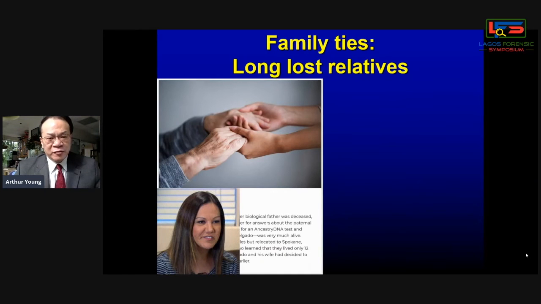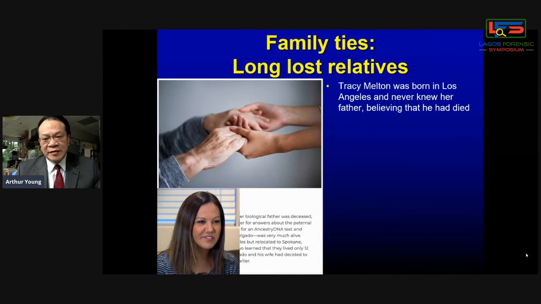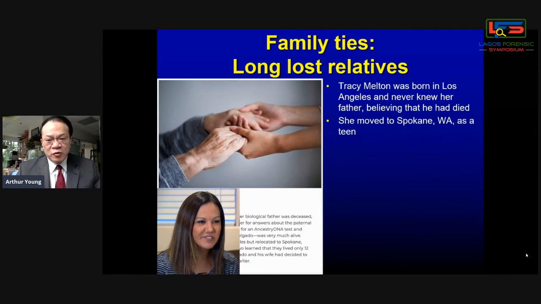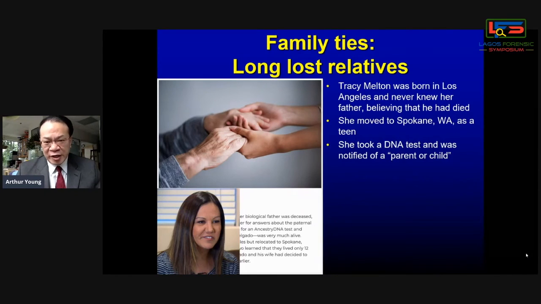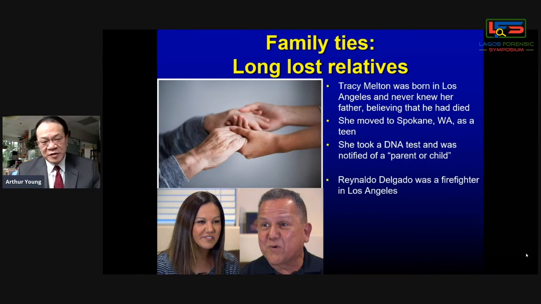Here we have close encounters. Here is Tracy Melton, and she was born in LA. She never knew her father, and she had been told that her father had actually died. She moved to Spokane, Washington as a teenager, and she took a DNA test, and she was notified of a parent or child match. Now, obviously, most women are aware of the number of children that they have, and so she had all the children that she was supposed to have, so this could only have been a parent.